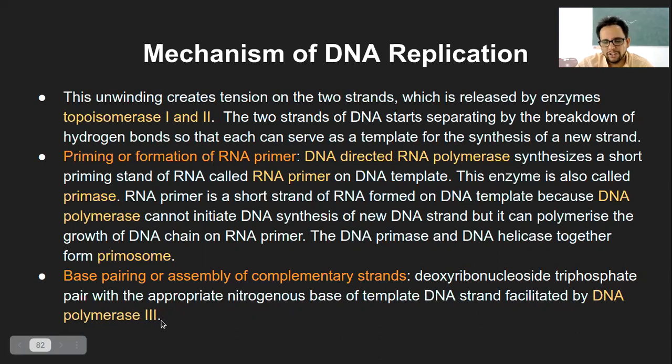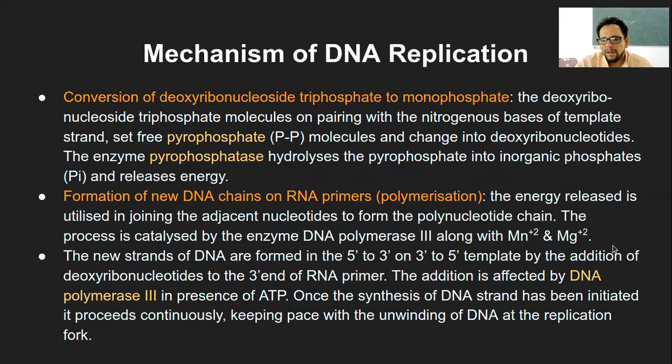So there are three types of DNA polymerases: 1, 2, and 3. This action of addition of base pairing on the RNA primer, or in continuation of the RNA primer, is carried out by DNA polymerase 3 specifically. So that is what base pairing, or assembly of the complementary strand, is. That is the action of DNA polymerase 3.